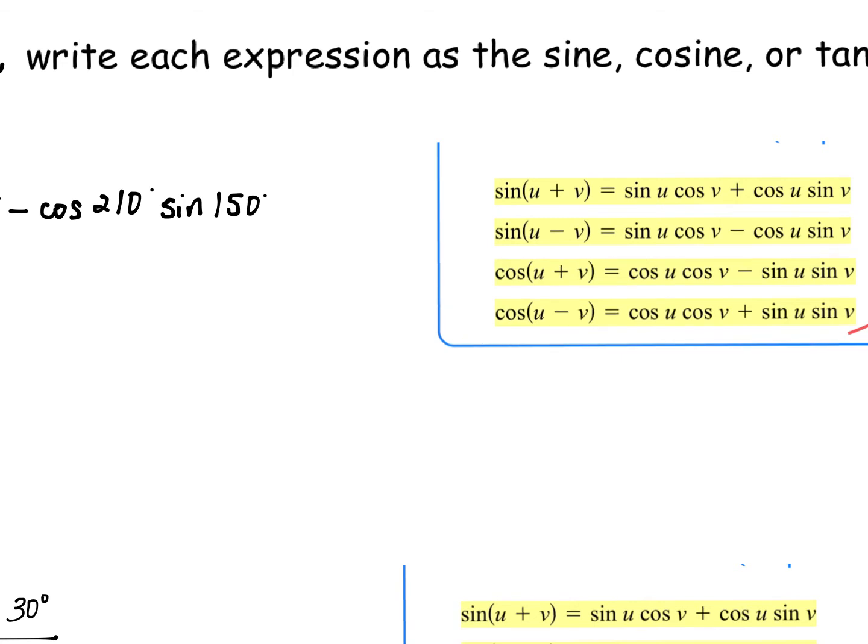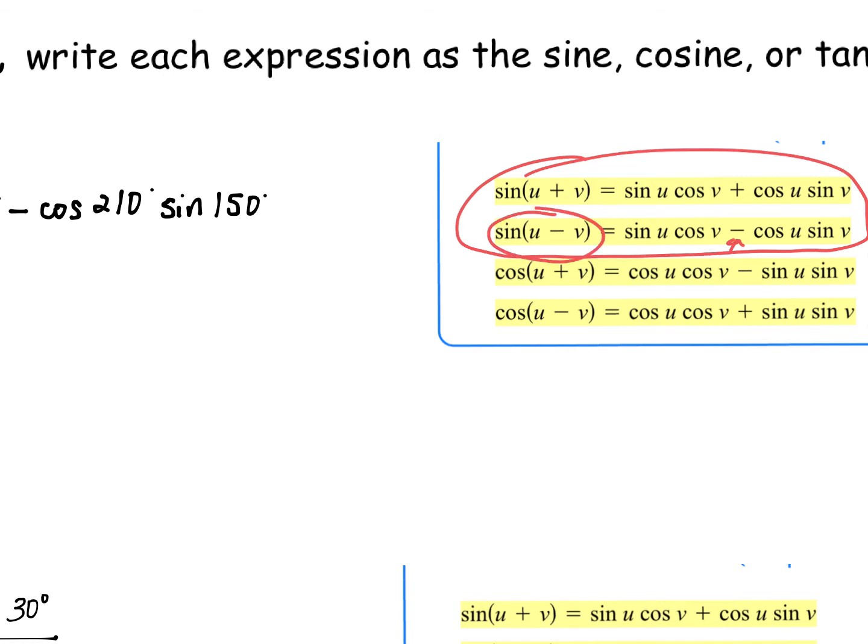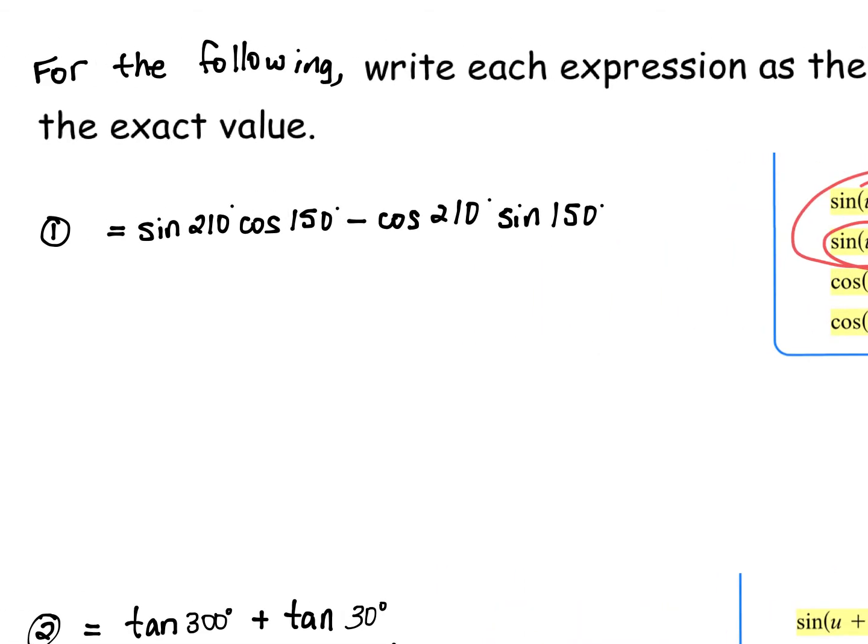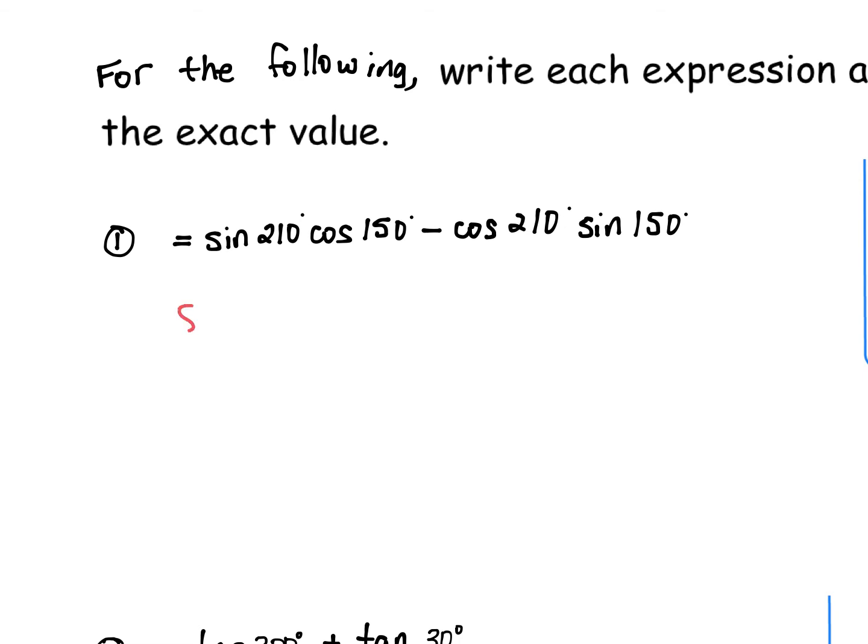Let's think about the next one, sorry. We said sine, so here's sine. All right, which formula has a minus sign in the middle? That formula, what are you doing to the two angles? You're subtracting. So we're going to go backwards. We're going to say this is really the sine of 210 minus 150.